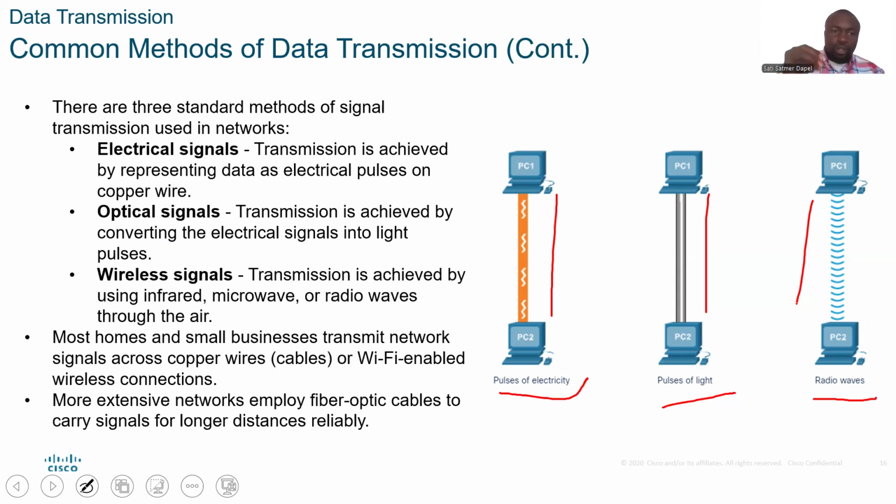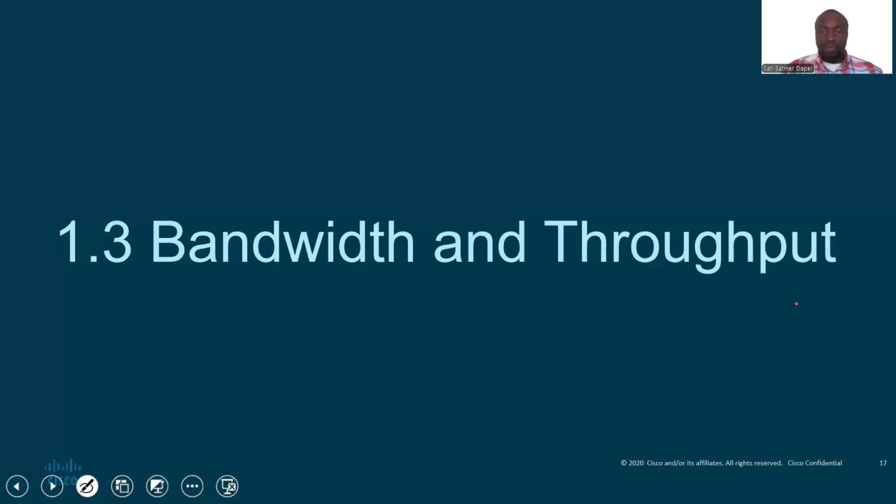Okay. Then for the optical signal, transmission is achieved by converting the electrical signals into light pulses. Then wireless signal transmission is achieved by using infrared or microwaves through the air. So most homes and small businesses transmit network signals across these wires or using wireless.